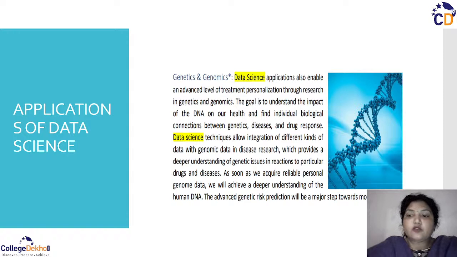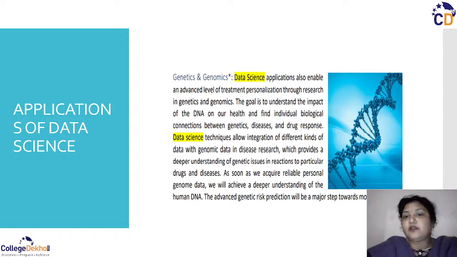So it is going to predict that these kinds of drugs and these kinds of diseases are found with certain kinds of genetic issues. So according to that, whenever the prediction system is predicting a particular disease or prescribing the medicines, it is going to check the background details of that particular patient. So this is how it is very helpful in genetics and genomics also, right?